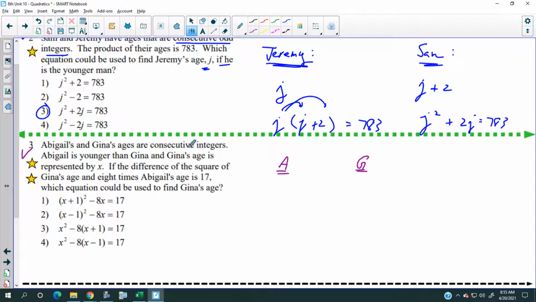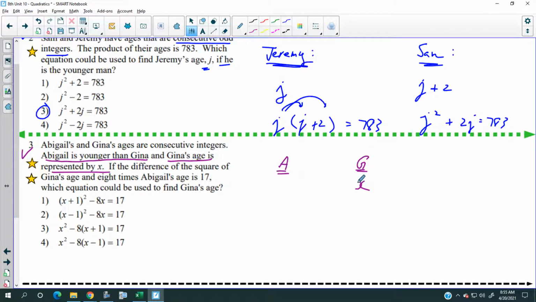Oh, wait, hold on. Let me read this. Abigail is younger than Gina. I was going to put an x here and do x plus 1, because that's what we've been doing. Now, watch this, though. Gina's age is represented by x, so they want Gina to be x. So I have to change that, see?